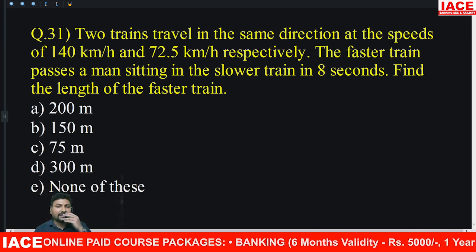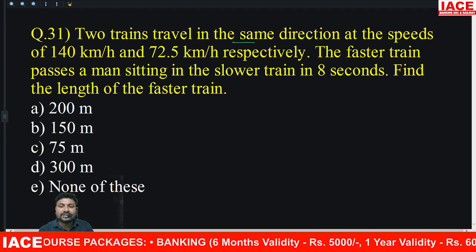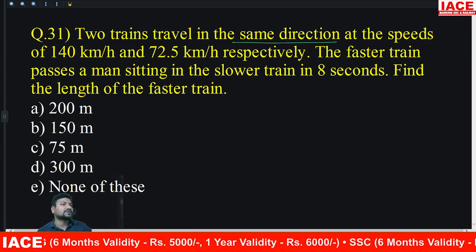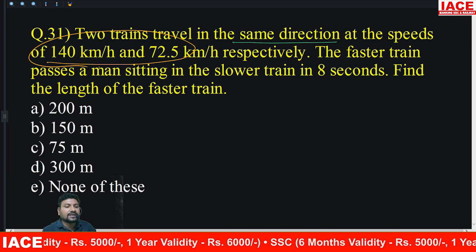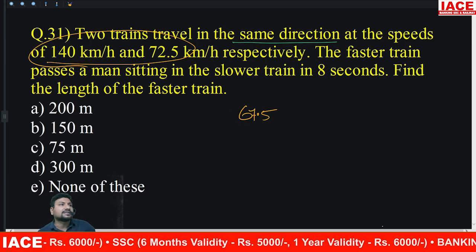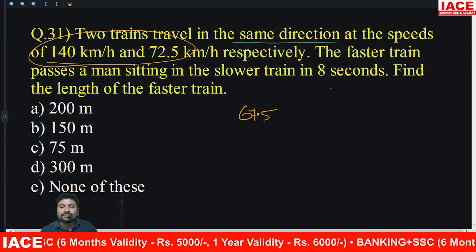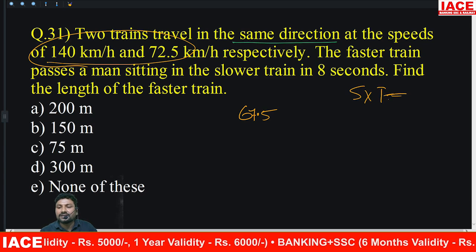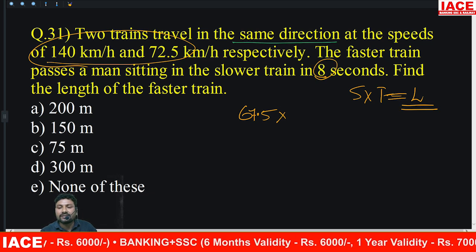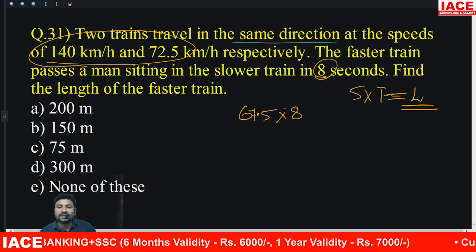Two trains travel in the same direction. Clearly mentioned, same direction. If it is the same direction, automatically the speed will be reduced. The speed becomes 140 minus 72.5, which is 67.5 km per hour. Speed into time we can apply, and you will get the length of the train. Speed is 67.5. The time is how many seconds? 8 seconds. Speed into time.